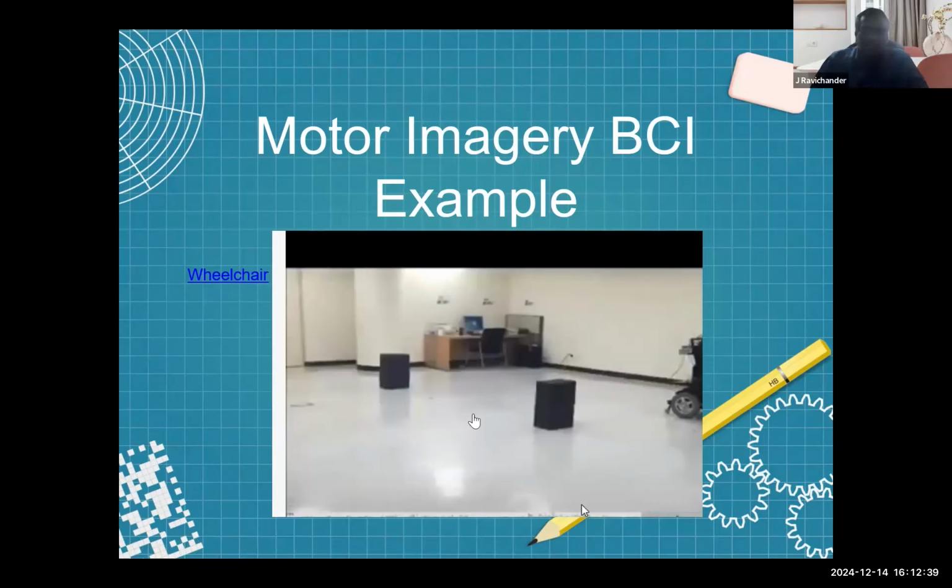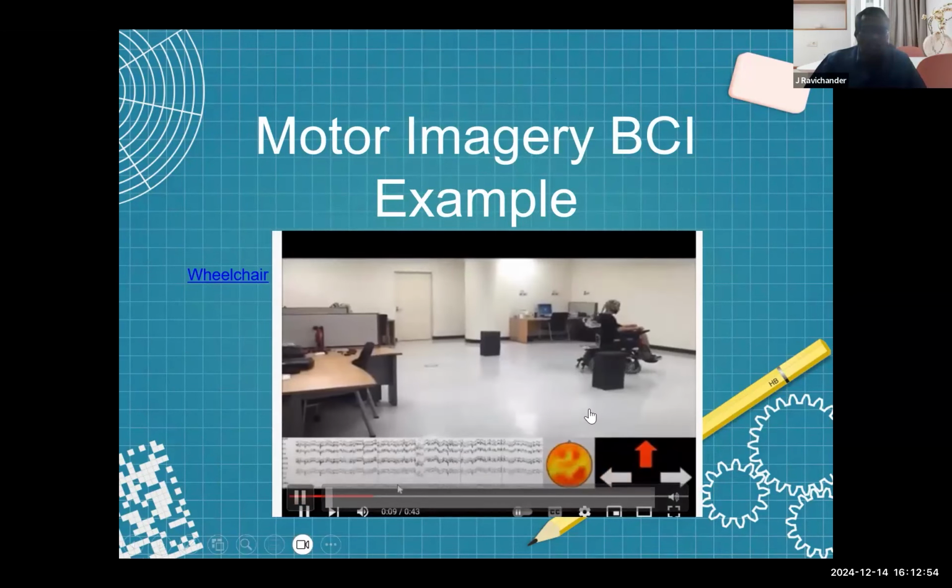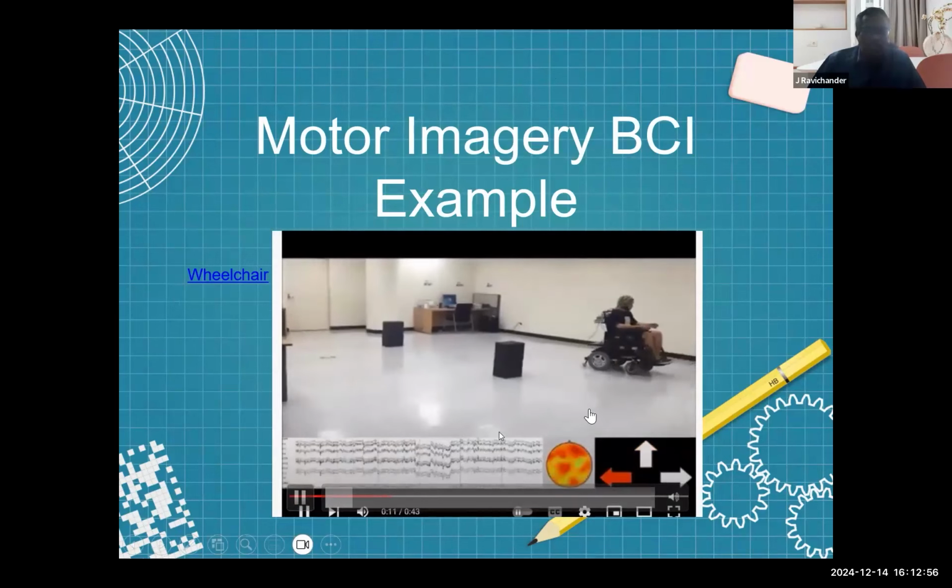Yes, here he is visualizing that he is moving his right hand, moving his left hand. When he visualizes moving his right hand, this particular machine will move this way. Once again, just look at this.